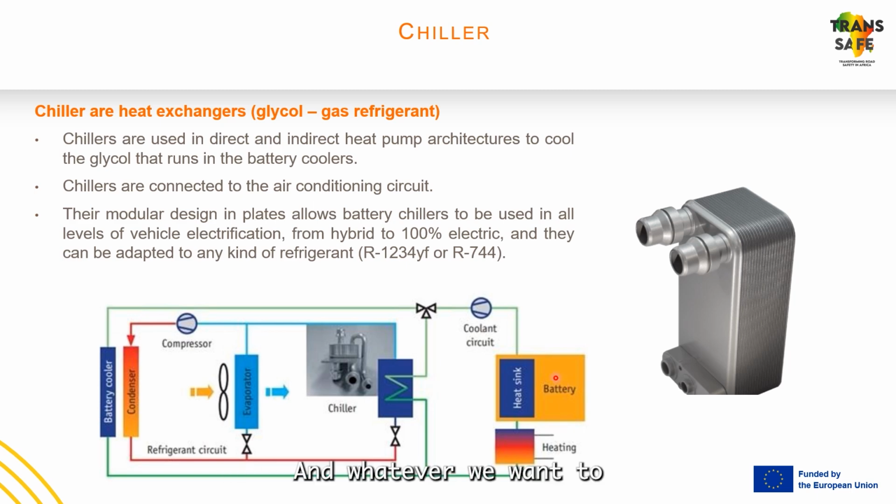Okay, and what happens if we want to heat the battery? Well, the coolant is gonna come from here. We are gonna activate this PTC heater. We're gonna have a heated coolant, and the heated coolant is gonna heat the high voltage battery. Okay, so the chiller is this heat exchanger that brings some cold to the system. Okay, let's see the next point.